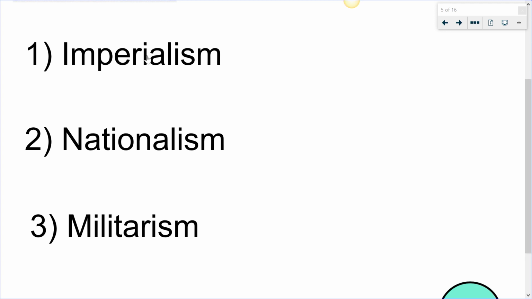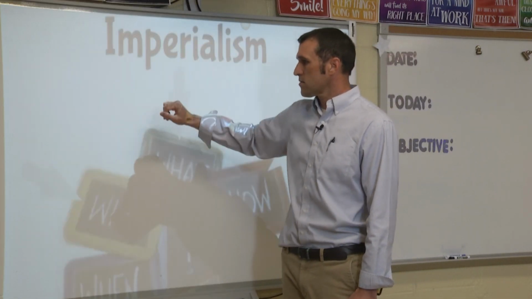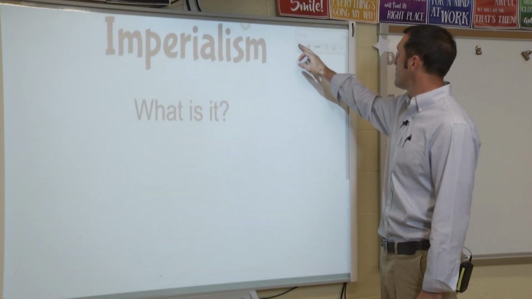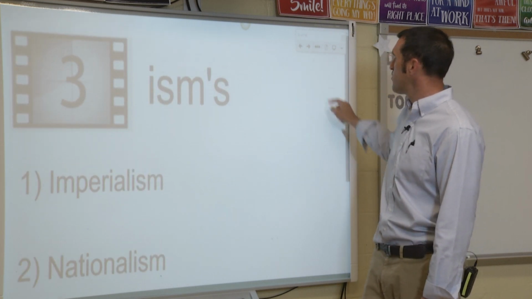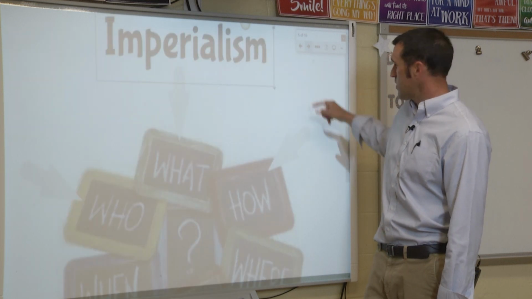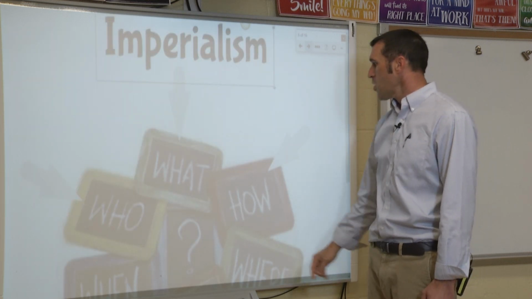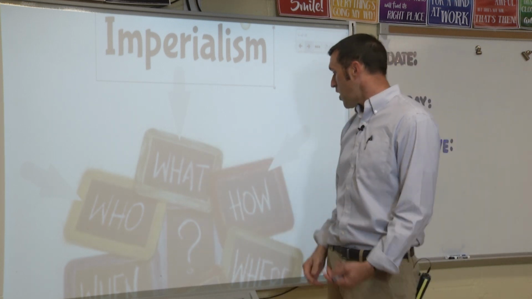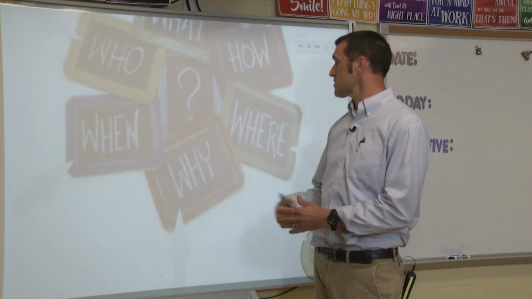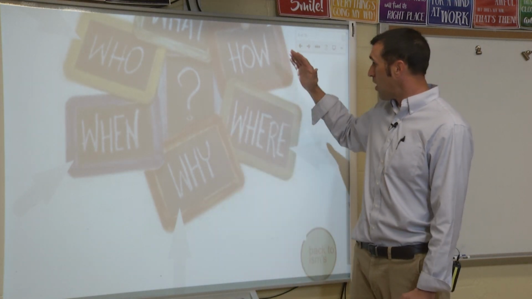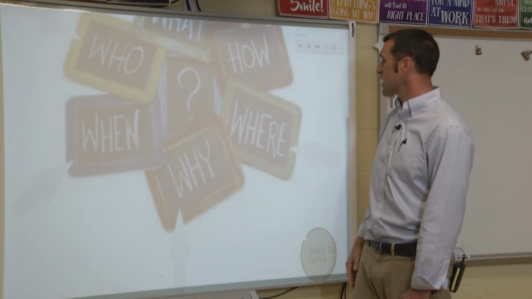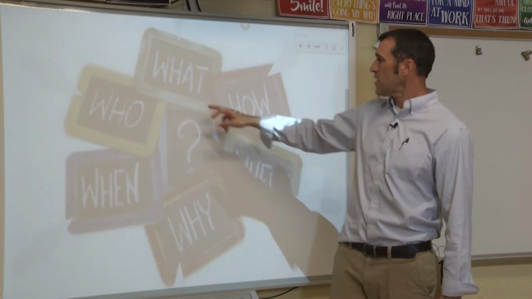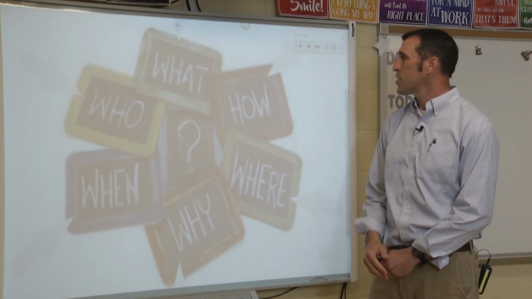We need to know, as we look at imperialism, maybe we want to ask these questions right here. What is it? Obviously, we need to know what it is. Why imperialism? We want to look at where it occurred, when it occurred, who was responsible, who did it involve, and then how did this take place. So let's start obviously with what? We need to know what imperialism is.